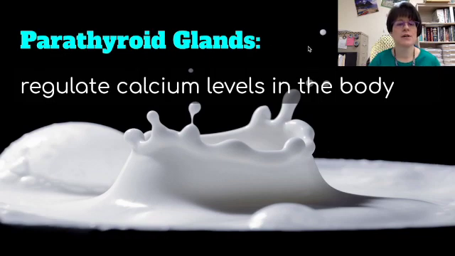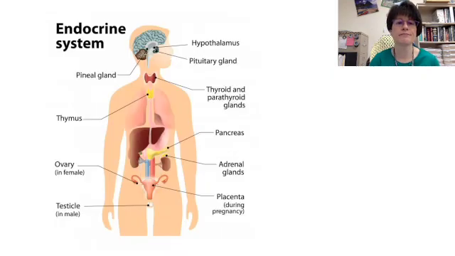The next gland I want to talk about is the parathyroid gland, and it regulates calcium levels in the body. This is important for your bones and also, though, for your muscles, because your muscles also use calcium, so maintaining and regulating the balances of calcium. And the parathyroid is here in your throat area.